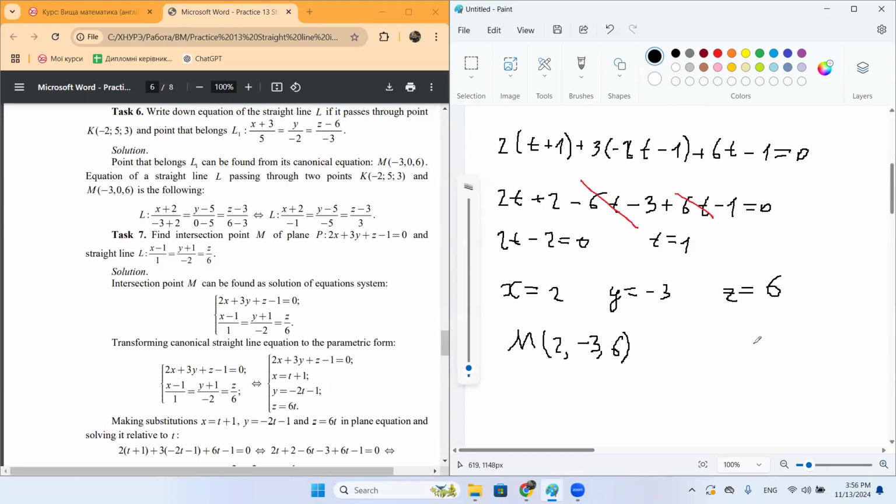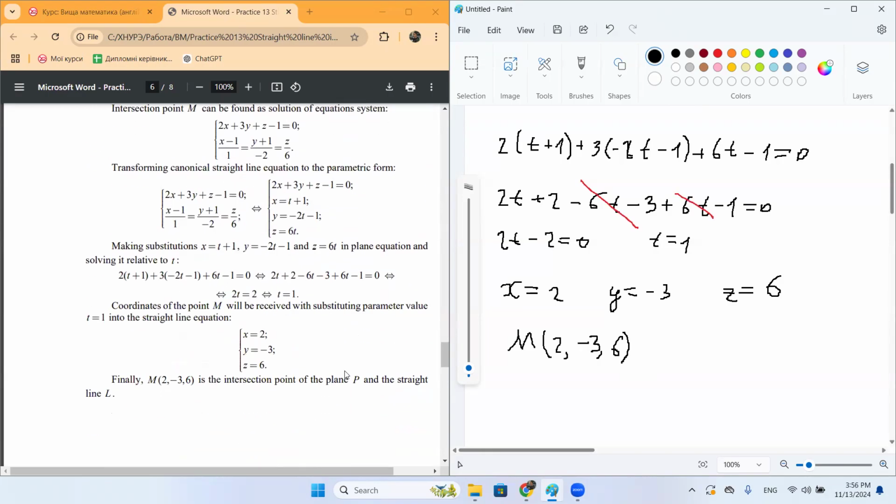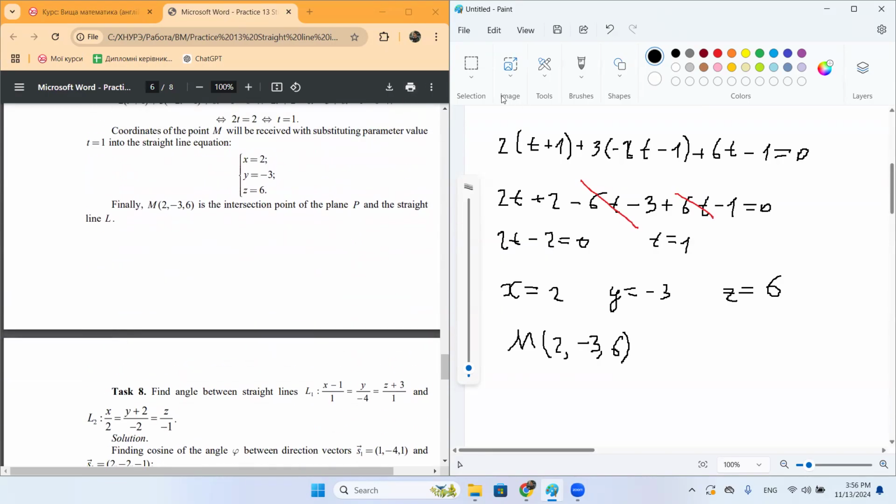Maybe you have some questions about this task, or no questions? No questions. Okay, if no questions, let's move next to the task number 8.